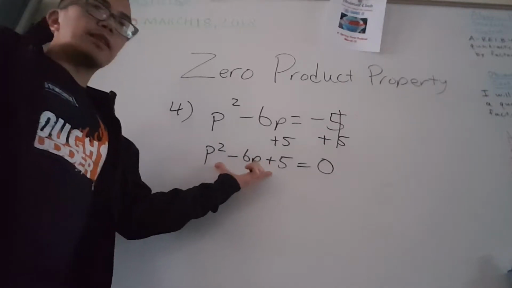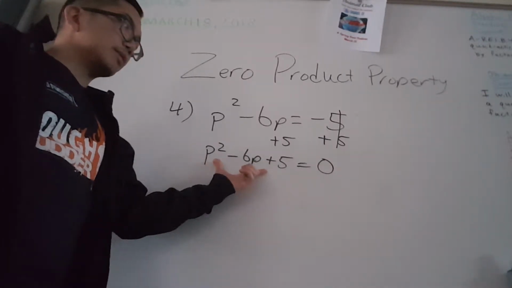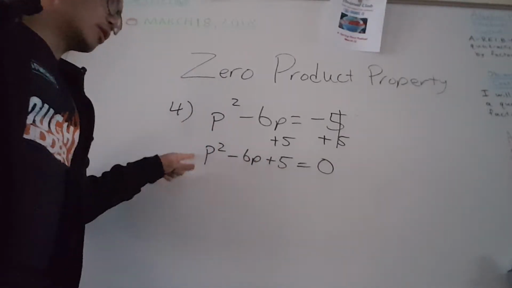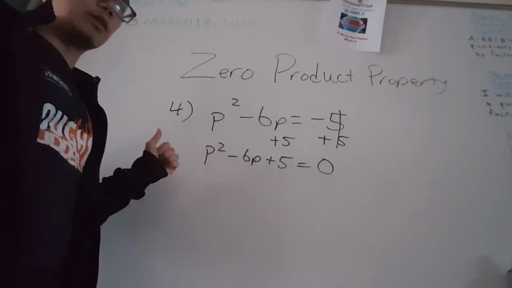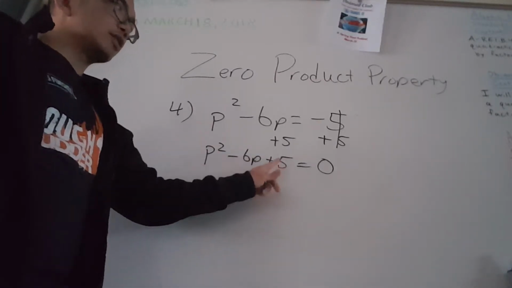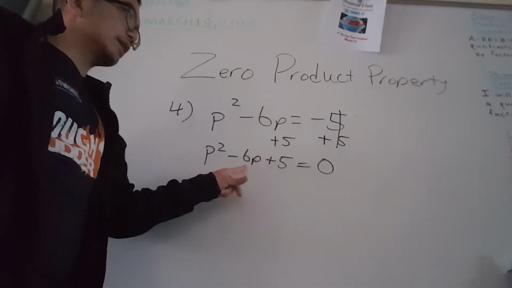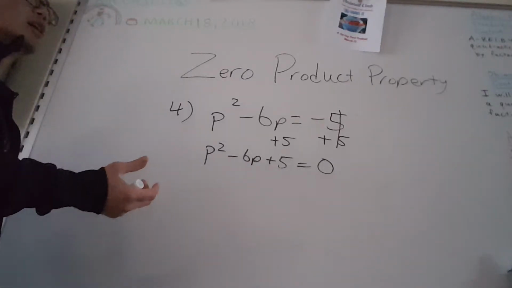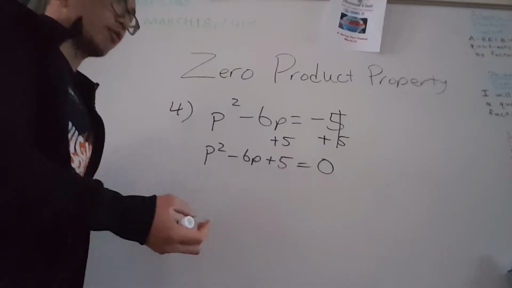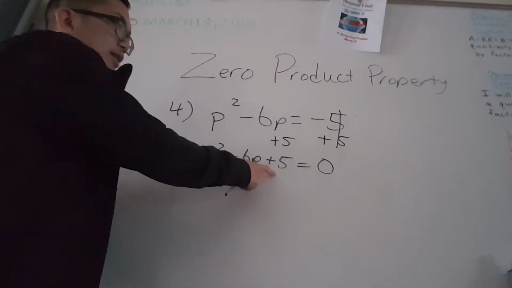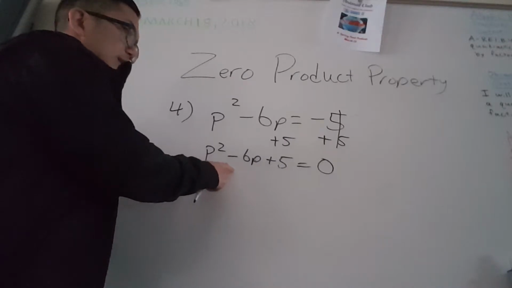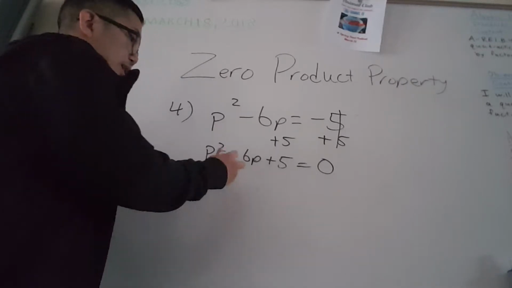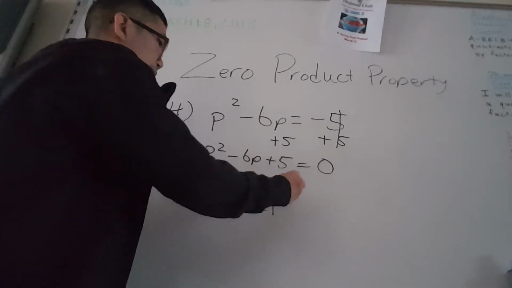Now, to get this into its factors, we are going to factor it. We have to remember from last chapter, how do we factor a trinomial when the leading coefficient is 1? Remember, we asked ourselves what multiplies to 5 but adds to negative 6. Since they multiply to a positive 5 but add to a negative 6, the numbers are going to be negative 5 and negative 1. Negative 5 times negative 1 is positive 5. Negative 5 plus negative 1 is negative 6. So the factors are p minus 5 times p minus 1.